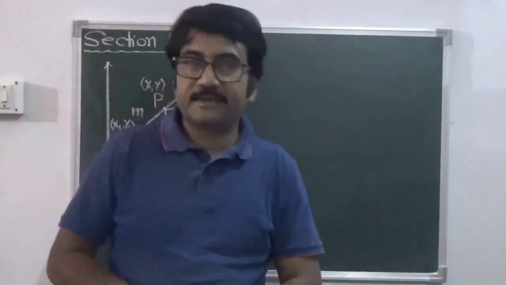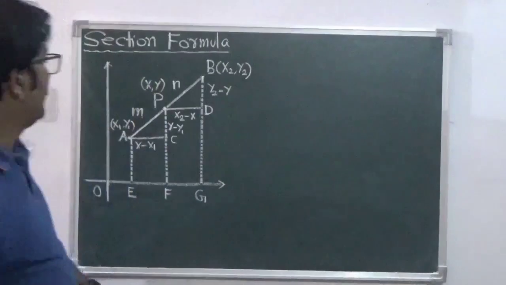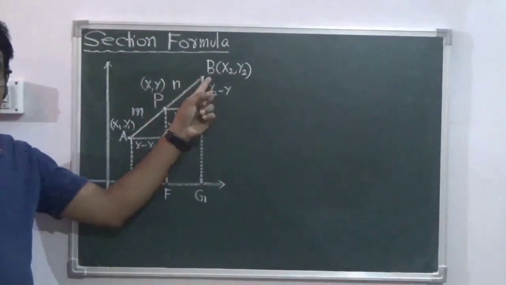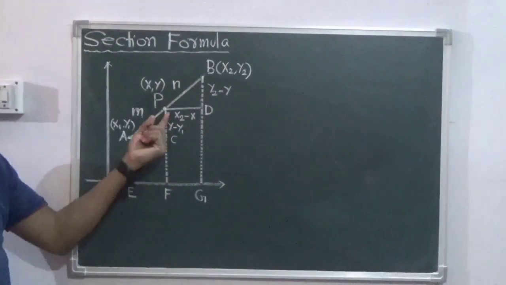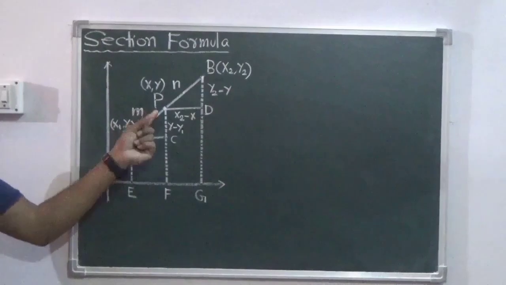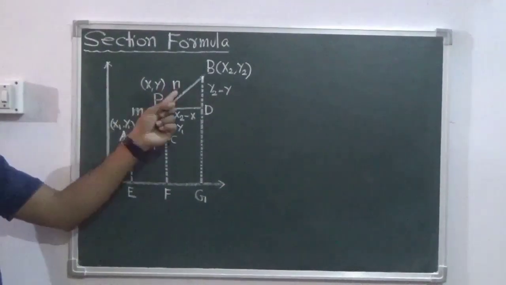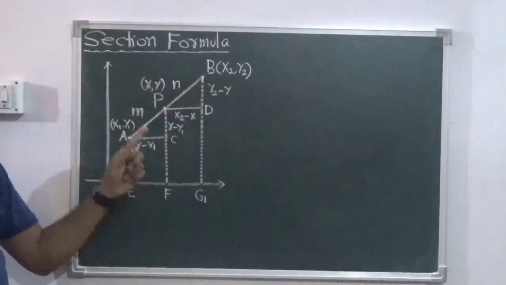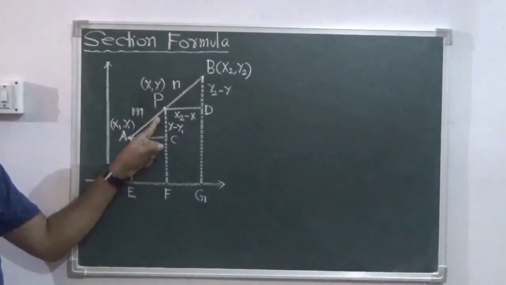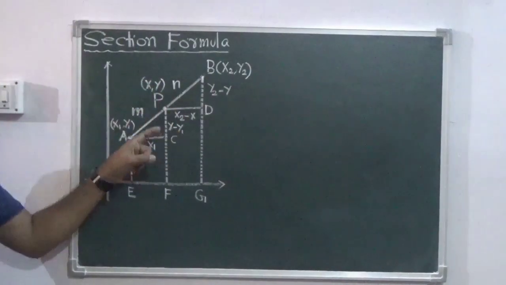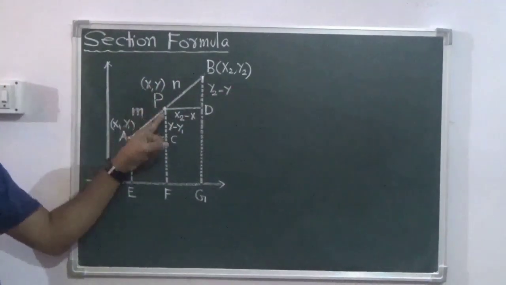So now we are going to discuss the section formula. Here the line segment joining the points A, B is divided by the point P in the ratio of m:n. So we are supposed to find the coordinates of P, that is x, y. Okay, so I repeat, the join of A and B is divided by the point P in the ratio m:n internally. We have to find the coordinates of this point P.